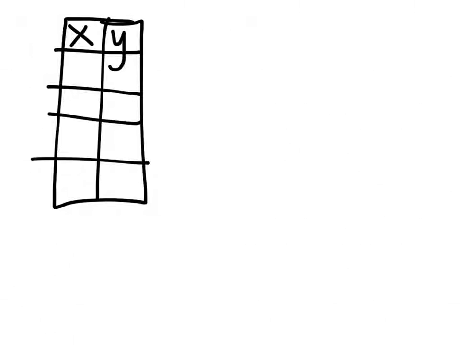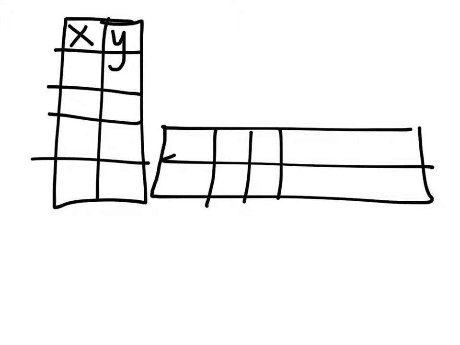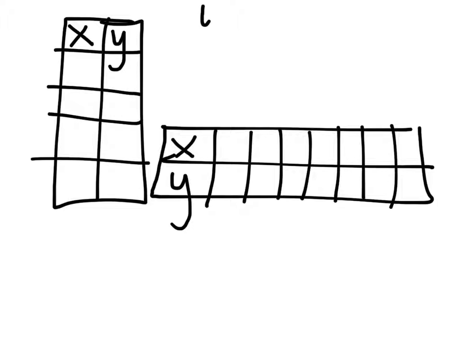All right, another way that they'll set up a table is horizontally like this. And when they do it like this, the x's are on top, y's are on bottom. And we'll see an example like this where they have the horizontal one. When you find the constant of variation or the constant of proportionality, it's always the y value divided by the x value, okay?